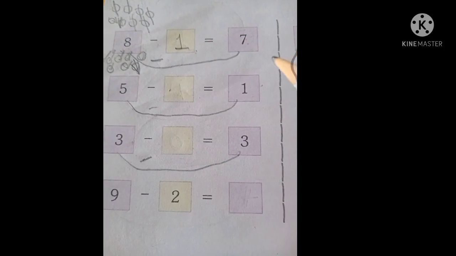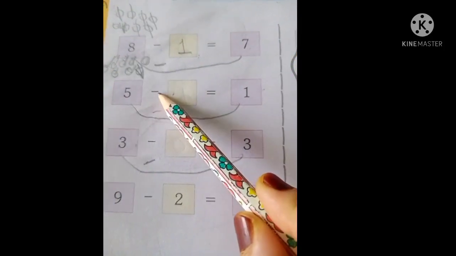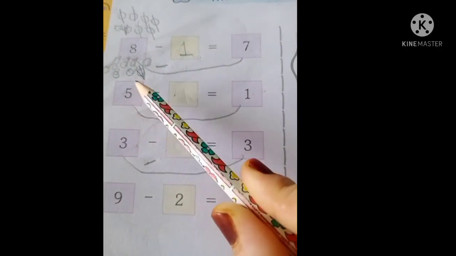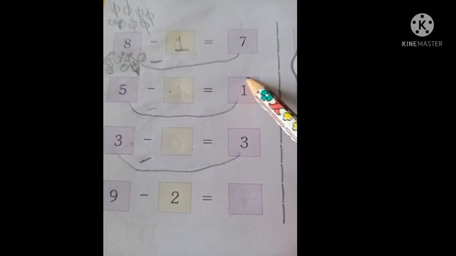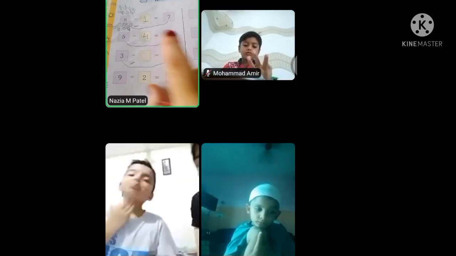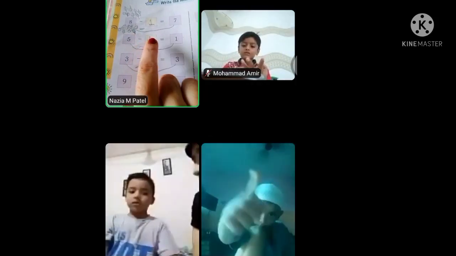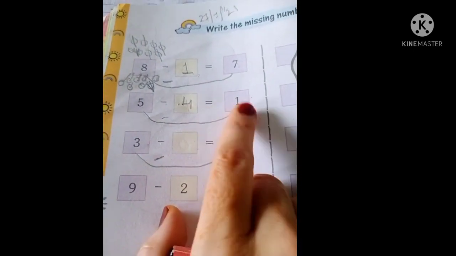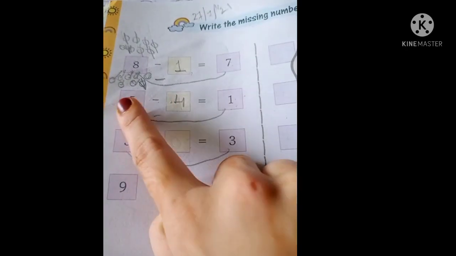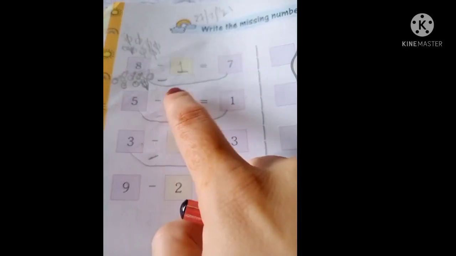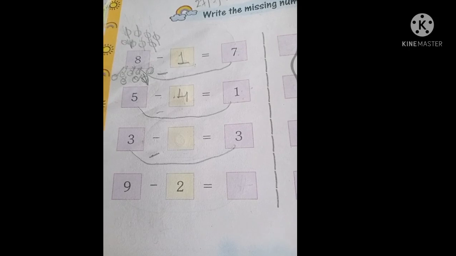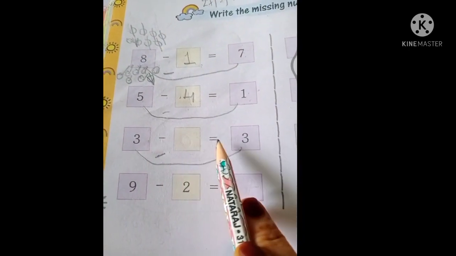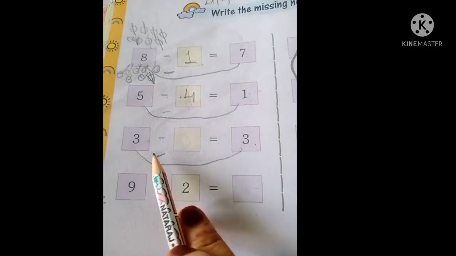Right? So next one, 5 minus blank is equals to 1. Same, we have to subtract this answer from the 5. So 5 minus 4 is equals to 1. Understood? If we do 5 minus 1, we get answer 4. Understood everyone?